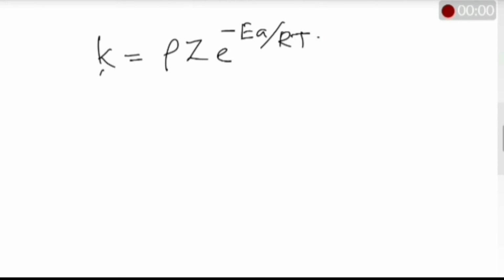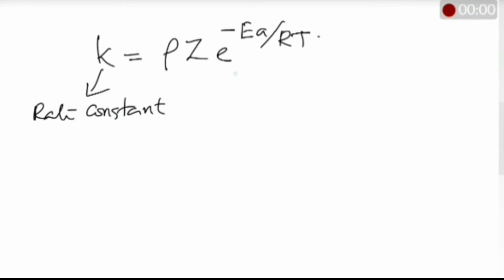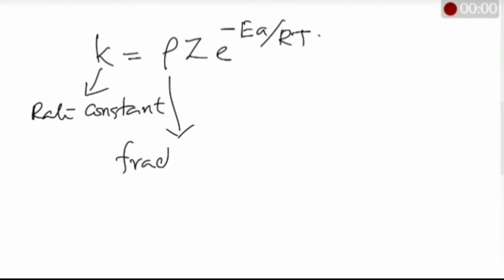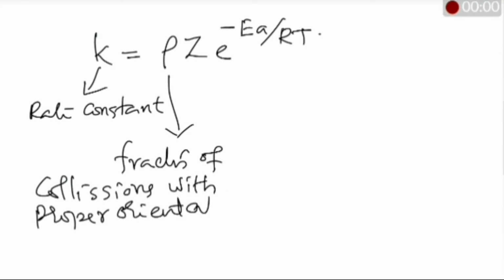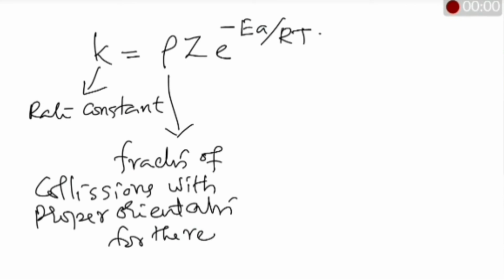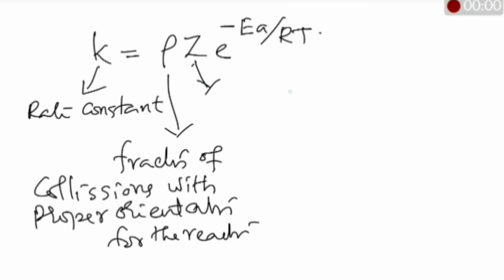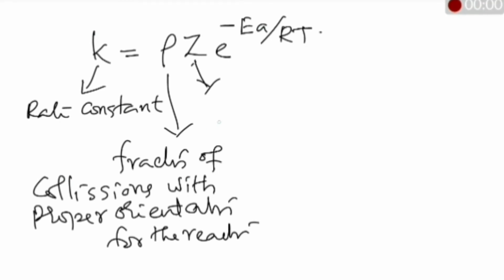So what is K? K is the rate constant. What is P? That is the fraction of collisions with proper orientation for the reaction. And Z, what is this Z? Z is called the collision frequency, or it could be a constant related to the collision frequency.